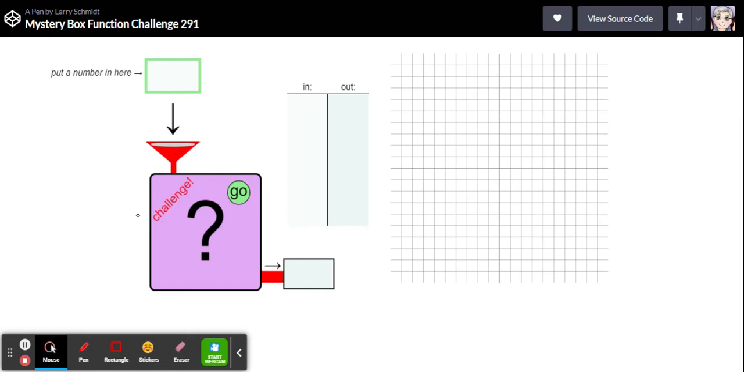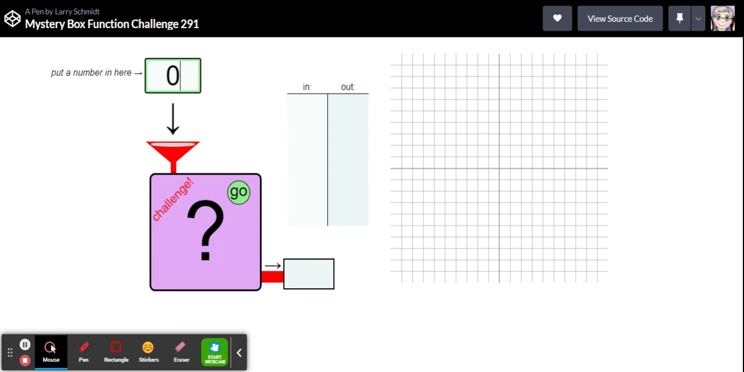In the purple mystery box there is some math and your challenge is to figure out what it is. Because it's Friday, this math is going to be particularly challenging today. You can use the link in the description to try this out on your own, and when you've got an idea, come on back and see if we get the same thing.